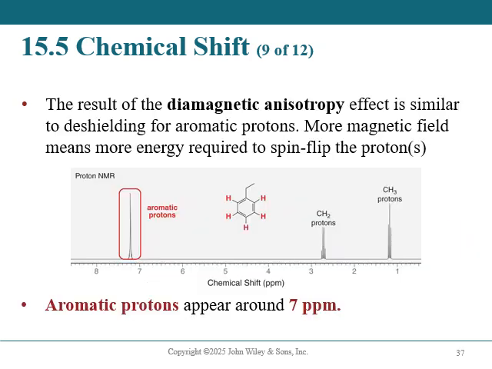The result of the diamagnetic anisotropy effect is similar to de-shielding for aromatic protons. More magnetic field means more energy required to spin flip the protons. A consequence of that is that even though you have those carbon hydrogens that you would expect in really upfield numbers, right, really low numbers, your aromatics are actually going to be showing up around the neighborhood of 7 ppm, so fairly downfield compared to your alkanes.